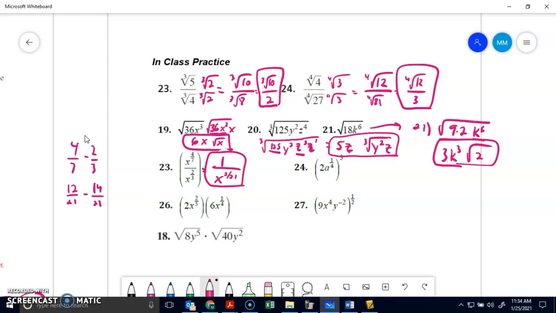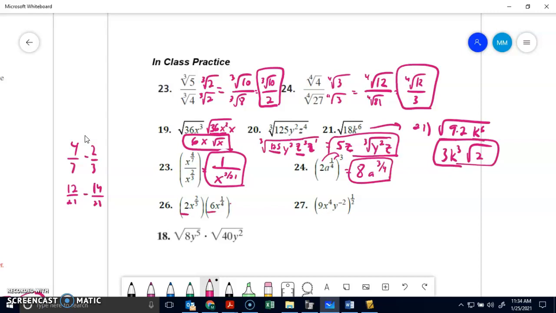Here, power to a power, we multiply. This is kind of just like a cumulative review. 2 to the third power is 8. 1/4 times 3, power to a power we multiply, is 3/4.